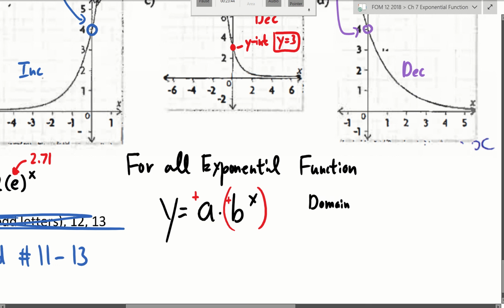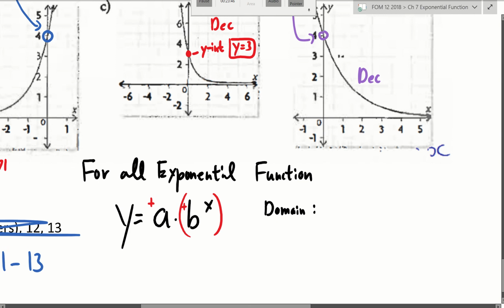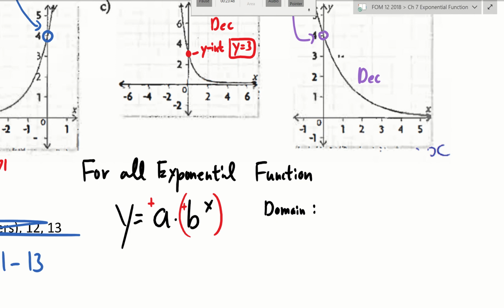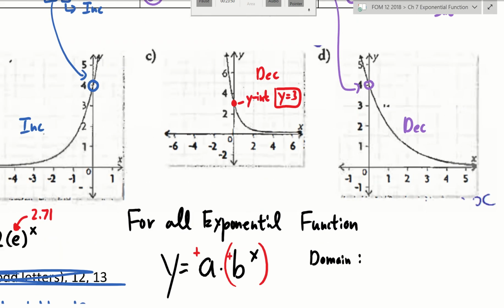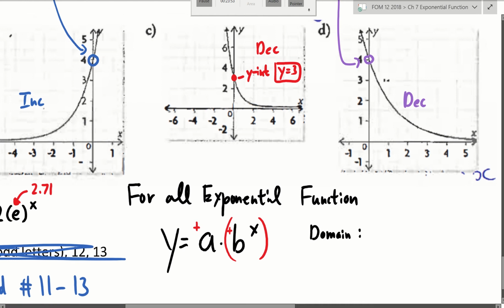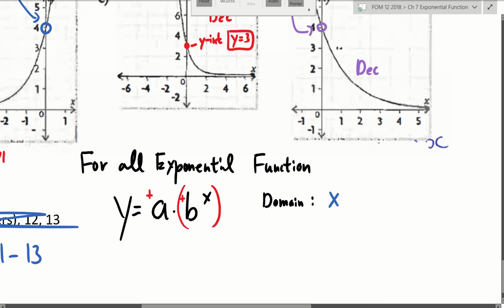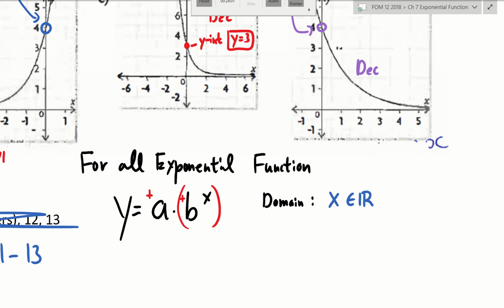which is what are the x values? Well, look at all our functions. Is there an x value that we cannot use? Nothing. We can always put any x value that we want. X is all real numbers. X can be anything. All real numbers.